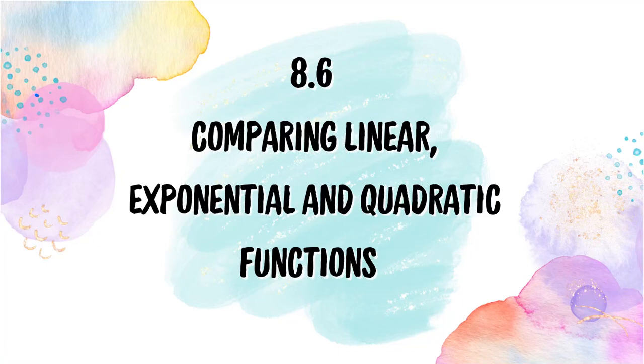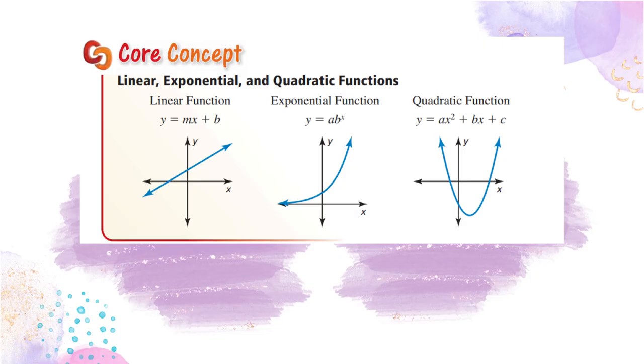Comparing linear, exponential, and quadratic functions. Linear functions use the slope-intercept form y equals mx plus b, and it's normally a straight line.